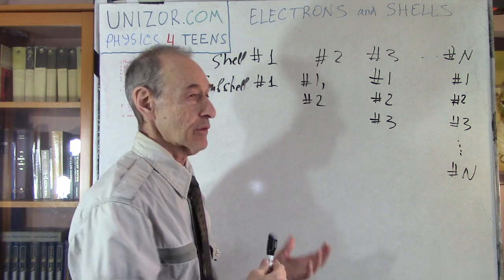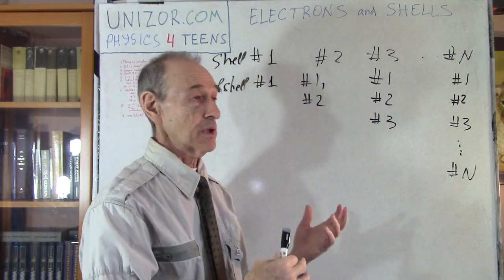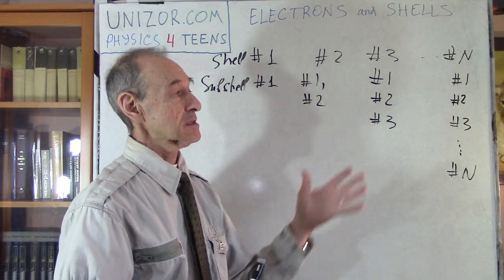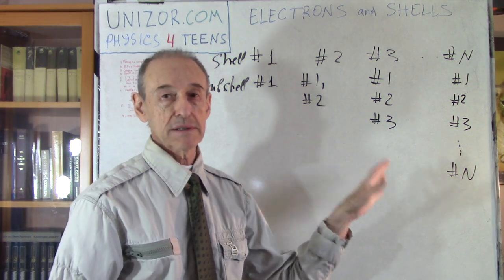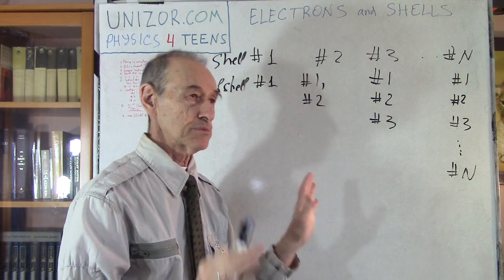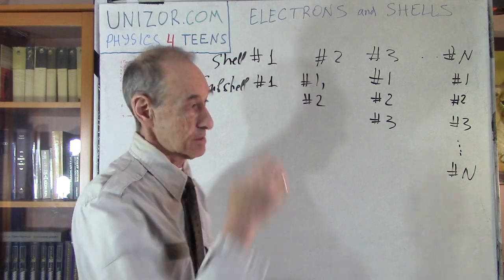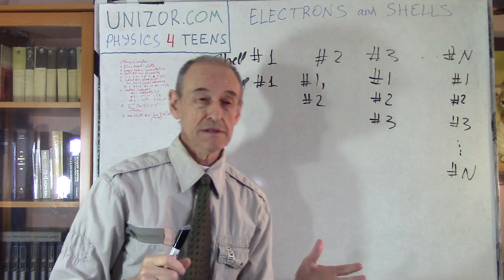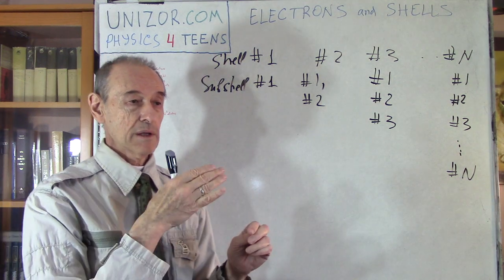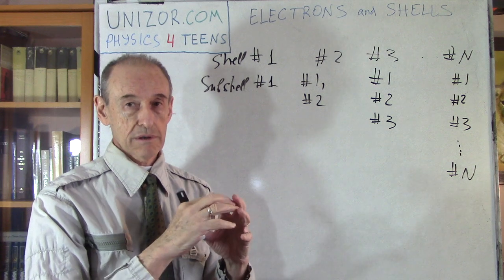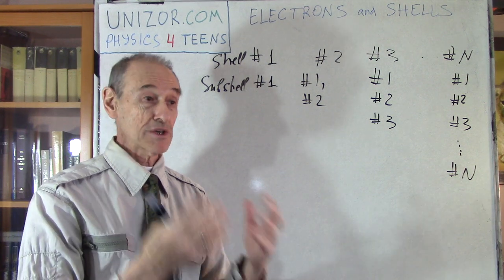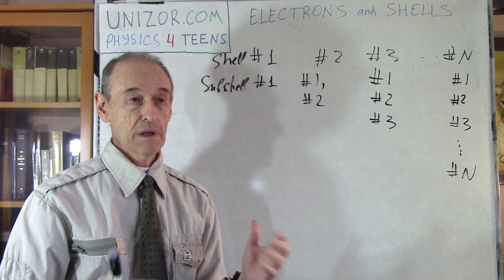I am not going to go into the details, because I myself do not really know all the details. They are relatively complex theories which were confirmed by experiments. Now, a subshell is a stationary orbit of a certain number of electrons. The question is, how many electrons?